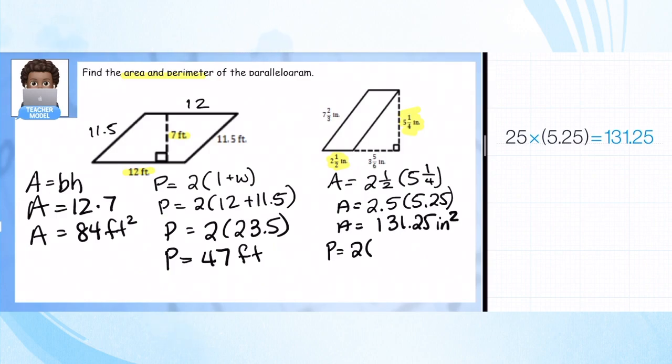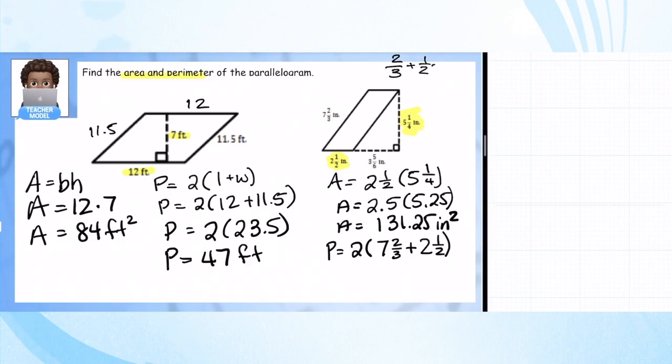So I want 2 times 7 2/3 plus 2 1/2. This one's going to be a little trickier. Just to practice again, I need to change my 2/3 and 1/2 into the same denominators. So I'm going to multiply first. My denominator is going to be 6. 3 times 1 is 3. 2 times 2 is 4. So I'm going to get 7/6.